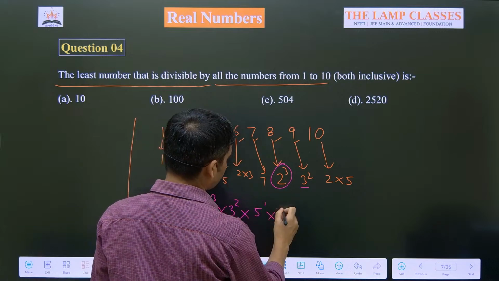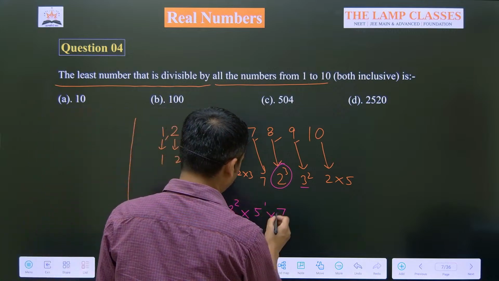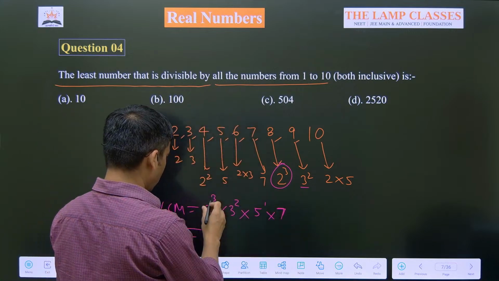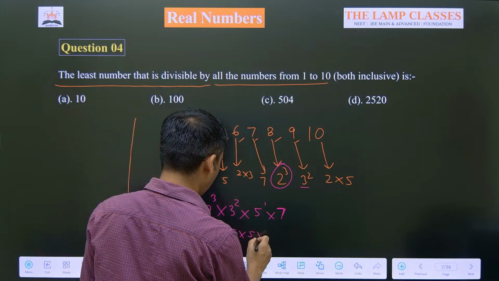Then the next prime is 7, and 7 does not have any power, it's 1 only, right? That's the last prime, right? Now we have to just multiply them. So this can be written as 8 into 9 into 5 into 7.